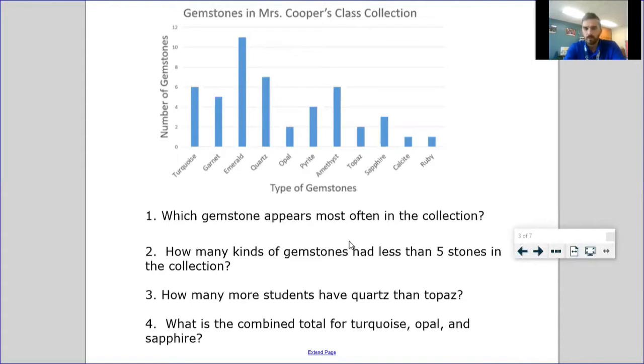So same deal. I'll read the question. I'll go into how I would solve it. But once I read it, I want you to pause it, see if you can get the answer. It says, which gemstone appears most often in the collection?